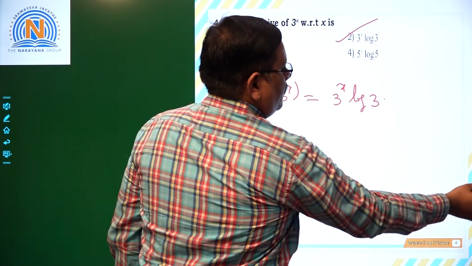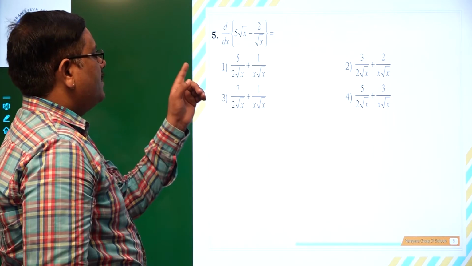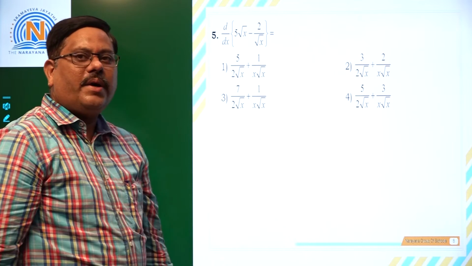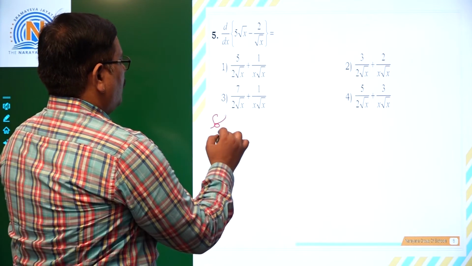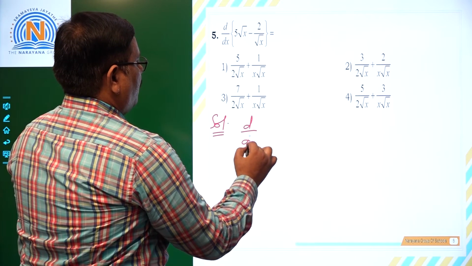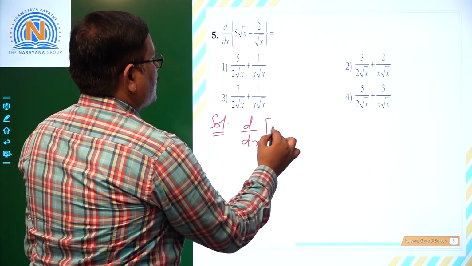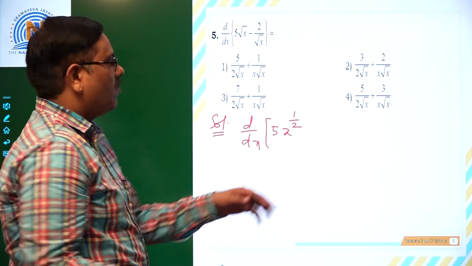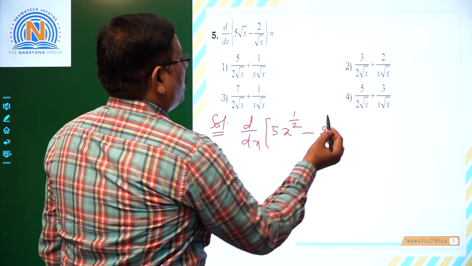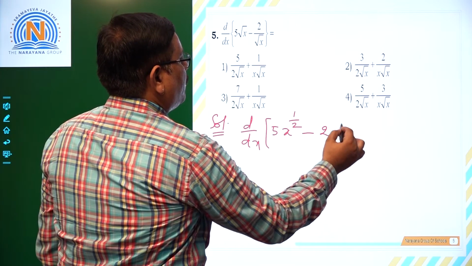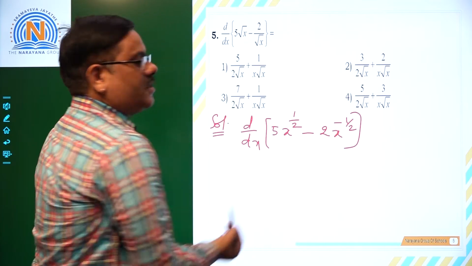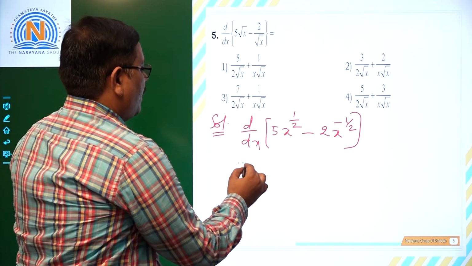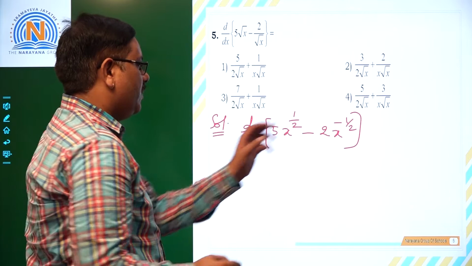Let us see the next question. d by dx of 5 into root x minus 2 by root x. d by dx of 5 into root x. Let me write it as 5x power 1 by 2. Root x I am writing as x power 1 by 2. Minus 2 by root x. 2 by root x I am writing as 2x power minus 1 by 2. That is the first step. Then, using fundamental principles, you can individually write.